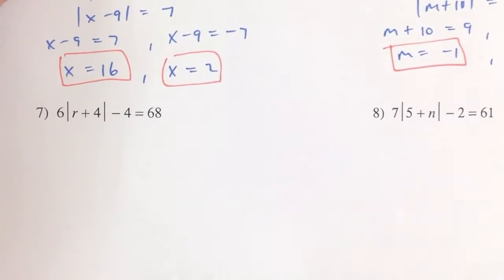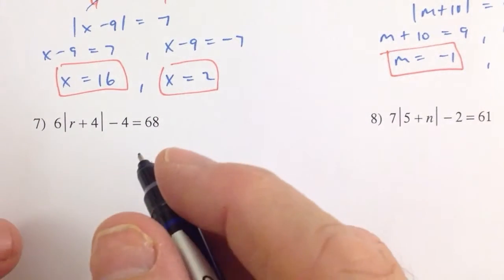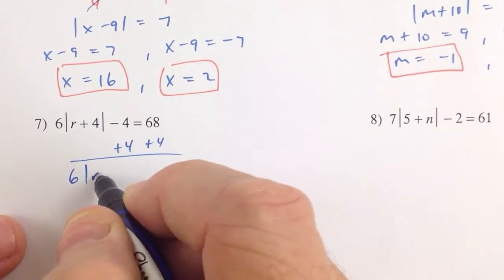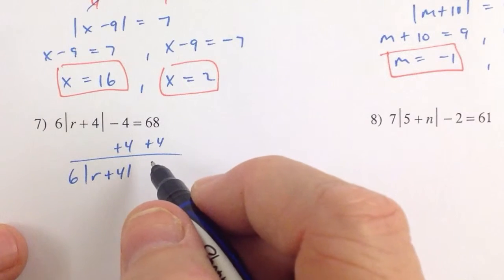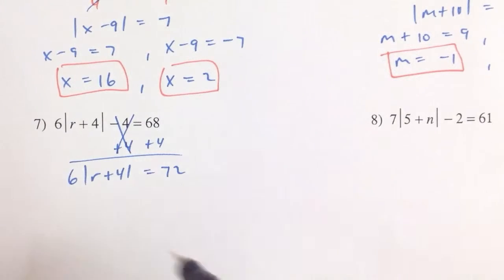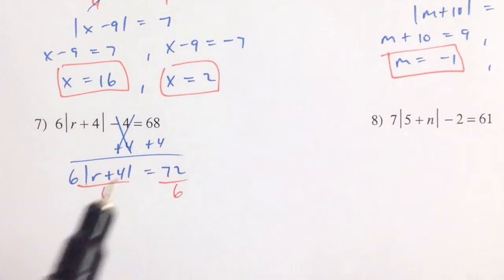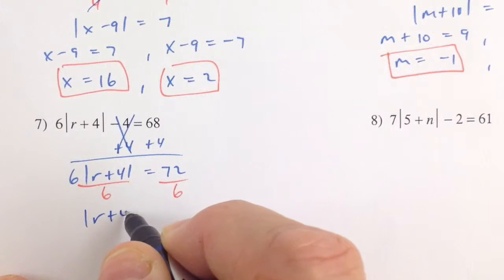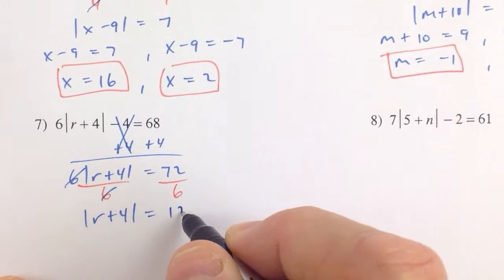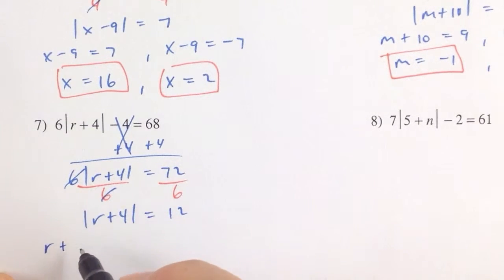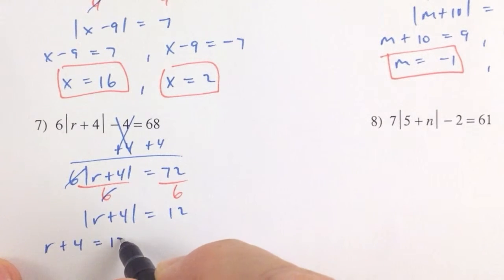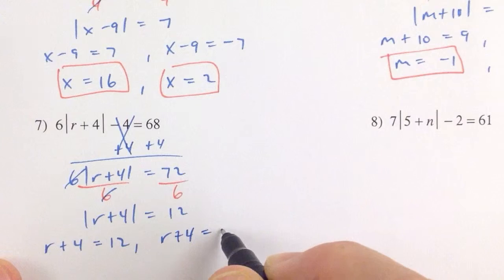And getting there. So problem number 7, we're going to go ahead and add 4 to both sides, and then we get 6 times the absolute value of r plus 4 is equal to 72. -4 and +4 cancel. And then we go ahead and divide both sides by 6, and we get the absolute value of r plus 4 because the 6's cancel. Absolute value of r plus 4 equals 72 divided by 6, that's 12. And again, we get back to our absolute value of something equals something, and r plus 4 equals +12, or r plus 4 equals -12.